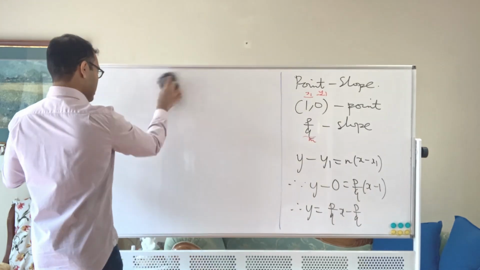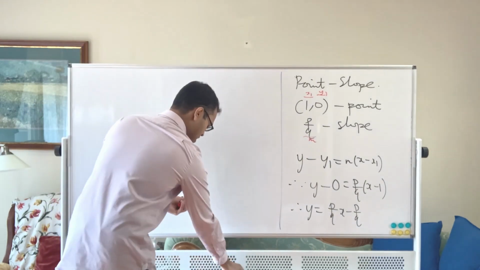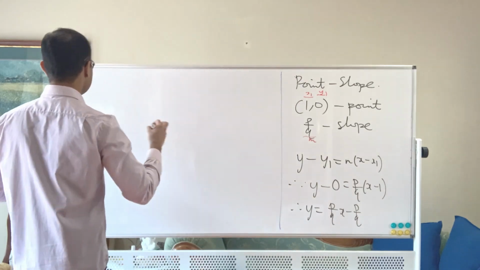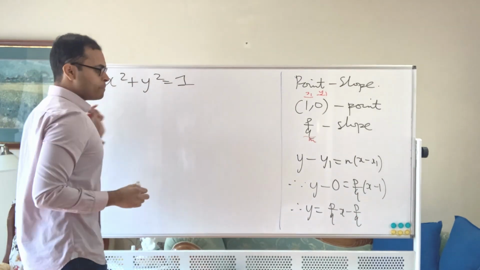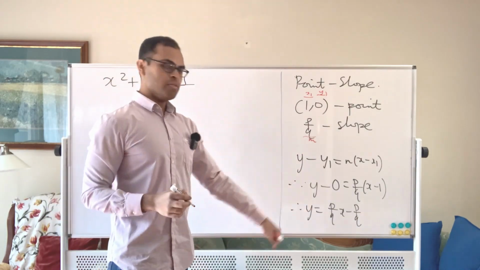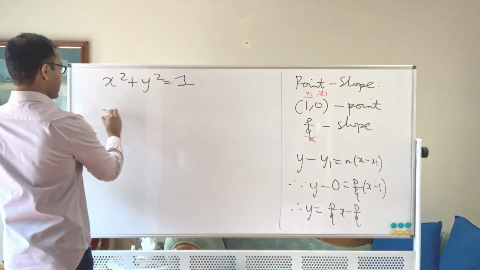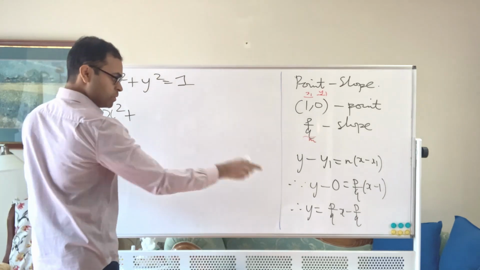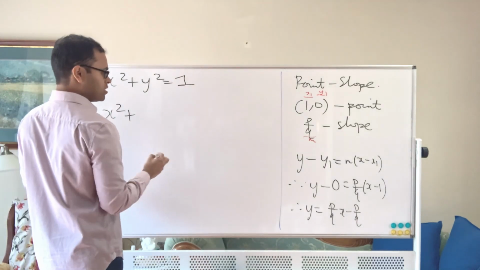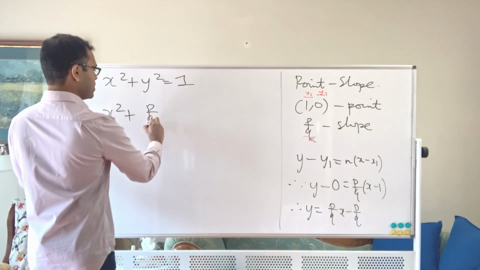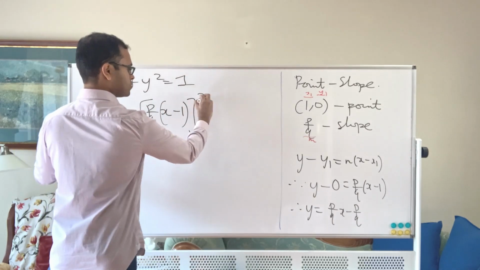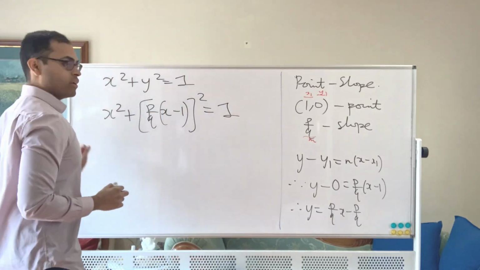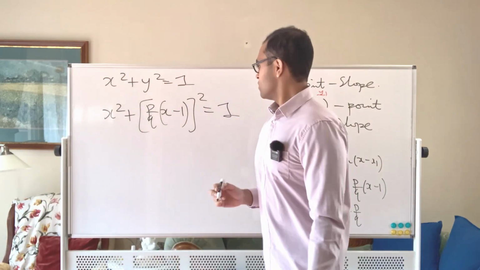This is really, really cool. We're going to take the equation of our circle, x squared plus y squared equals 1, and plug that in. y equals P over Q times x minus P over Q. So we're going to get x squared plus P over Q times (x minus 1), all squared, is equal to 1. Now we're going to solve for x.